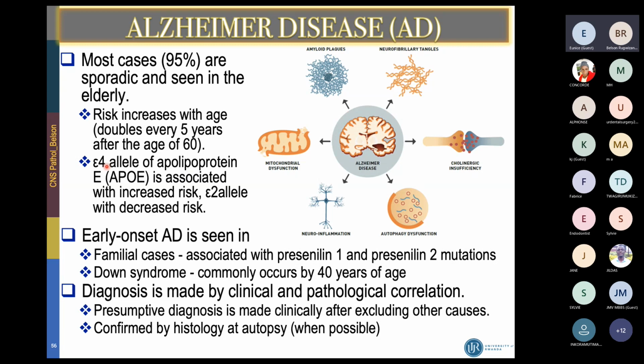Early onset Alzheimer's disease is seen in familial cases associated with presenilin 1 and presenilin 2 mutations. Down syndrome commonly leads to it by 40 years of age, and diagnosis is made by clinical and pathological correlation. So a presumptive diagnosis is made clinically after excluding other causes.